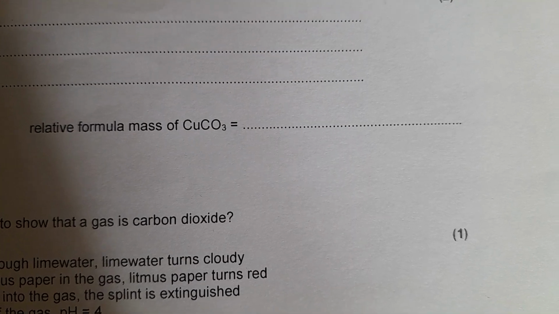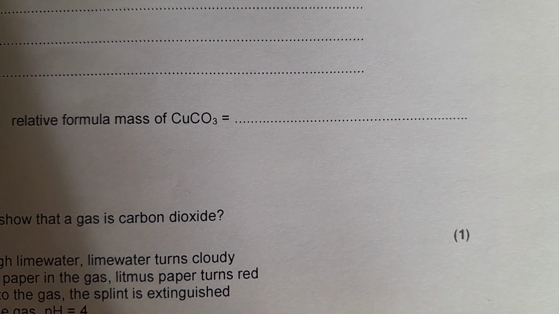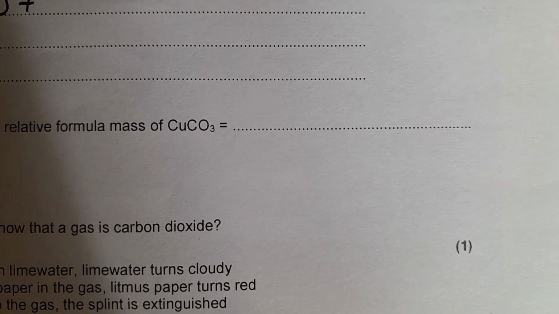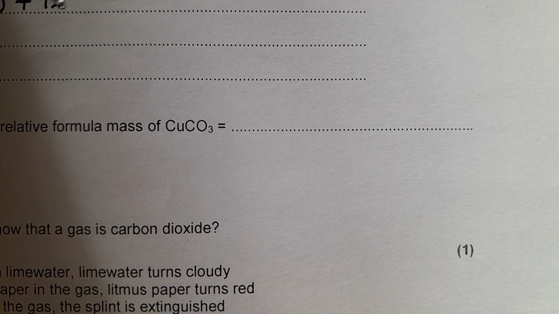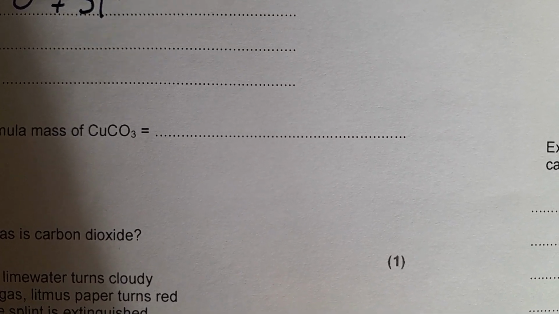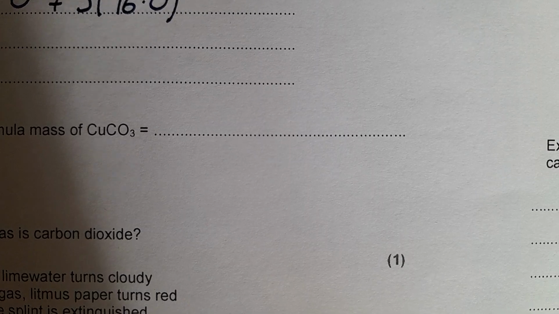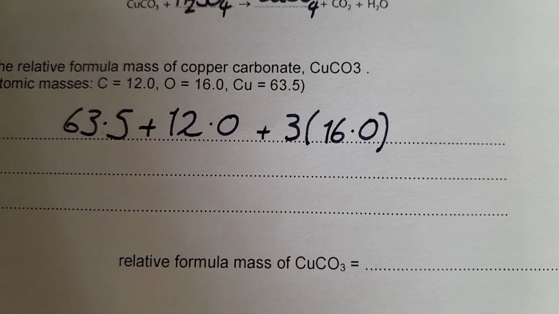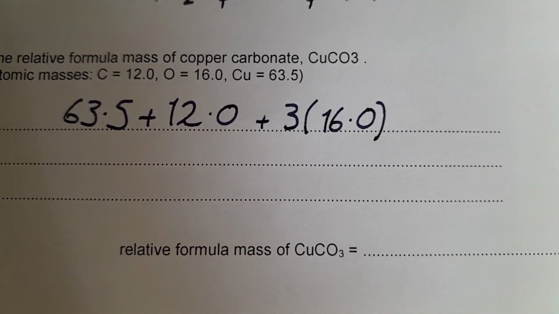I've got dad, my copper, which is 63.5. I'm going to add in my carbon, so add in my mum's mass, which is 12. And then I'm going to add in, I've got 3 lots of 16. Okay, so that is my 3 children or my 3 oxygens, however you want to do it.